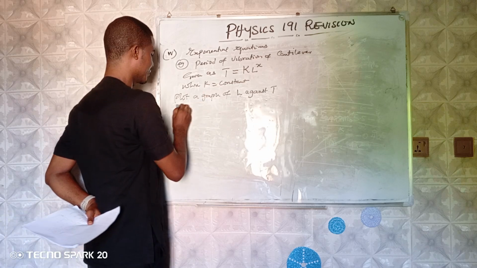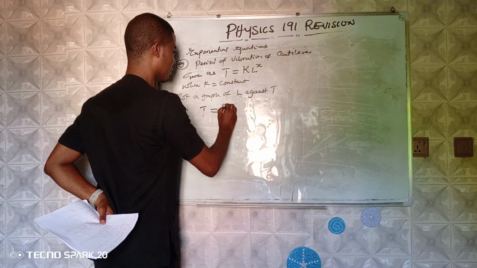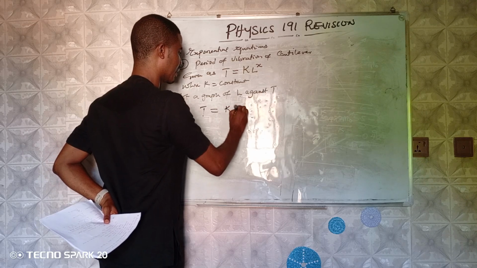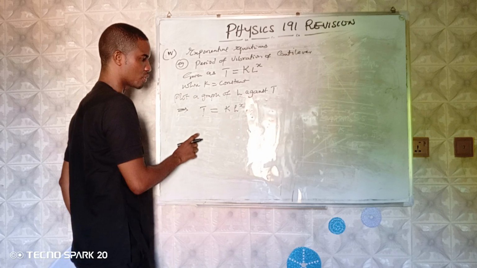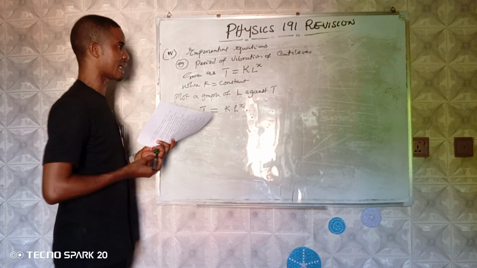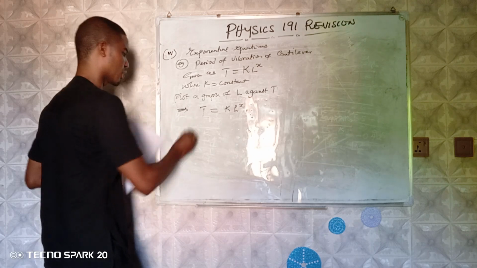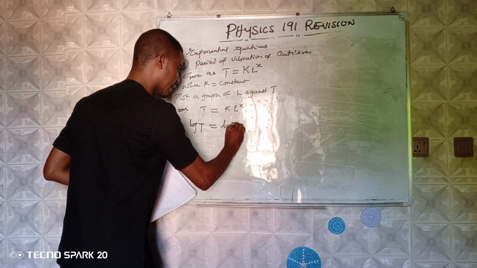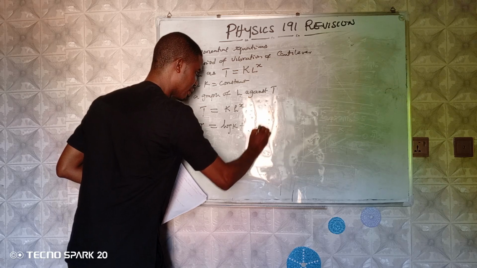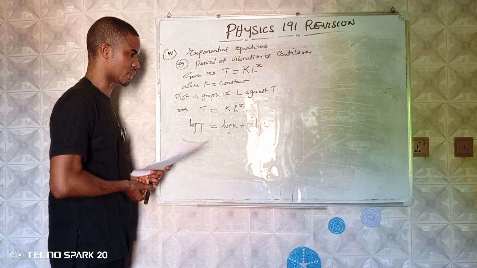So I'm going to be having t equals k L^x. Now I need to deal with this guy. What I'm going to do is to take log of both sides. That is why I'm teaching you about exponential equations. We take log of both sides. So I'm going to have log t equals log k plus x log L. This is what I've done.